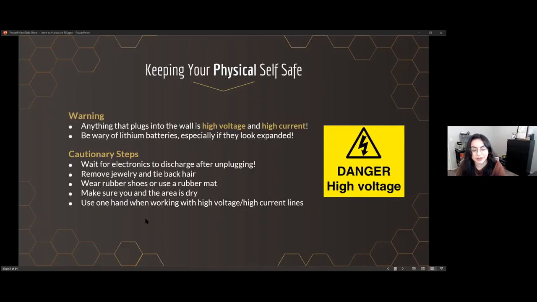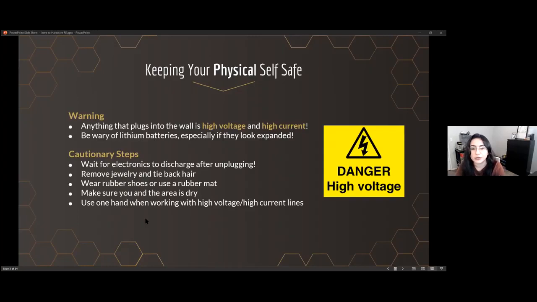Be wary of lithium ion batteries, especially if they look expanded. Put it in a nice enclosure and find somewhere to safely expose that. I like to disconnect batteries and just have a power supply applying power versus having the battery there. And cautionary steps: when you unplug a device, because capacitors hold a charge for some time, there's still potential to be shocked. So just let it sit there for a while before you handle anything. Remove jewelry and tie back hair. If you're using a soldering iron or you have something conductive on you and you're not aware of it because you're focused on the device, that can be dangerous.